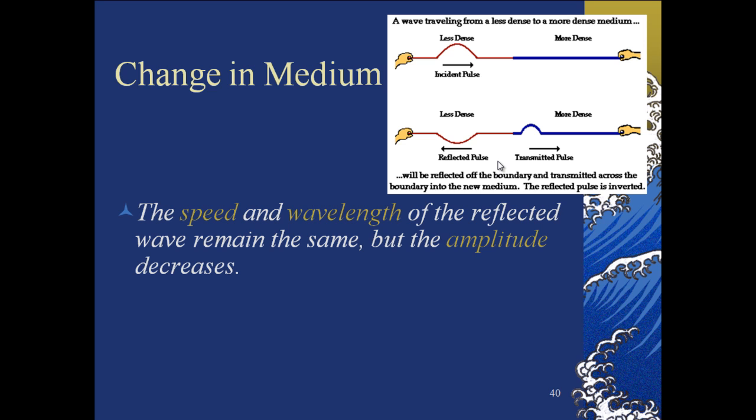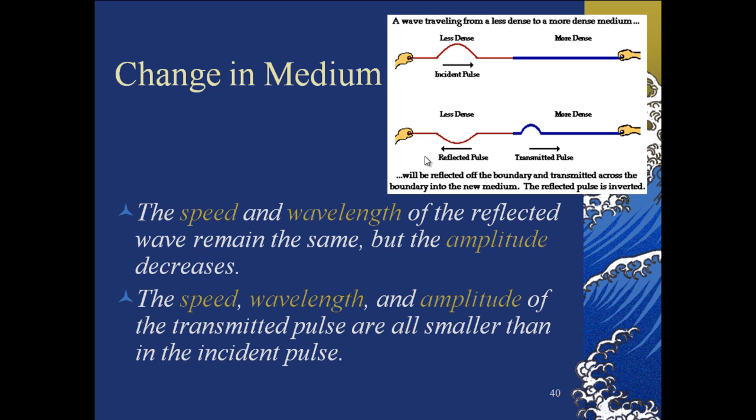So the speed and wavelength of the reflective wave remain the same, but the amplitude decreases. So this wavelength from this point to this point is the same as from this point to this point, but the amplitude's smaller. But it's still going to go down with one speed and come back with that same speed.